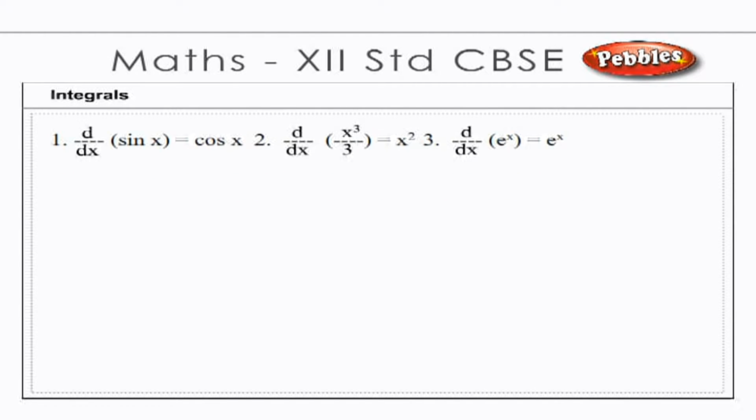Number 1. d by dx of sin x is equal to cos x. Number 2. d by dx of x cube by 3 is equal to x square. And number 3. d by dx of e power x is equal to e power x.